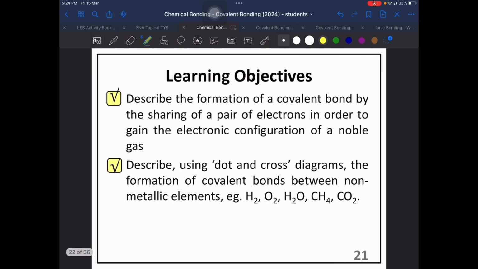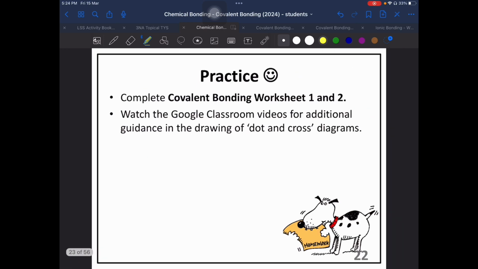So just a quick chat on the learning objectives. We'll talk about how we actually form bonds by sharing, and we also learn about how we draw. But of course, the drawing, right, we only look at the very, very straightforward drawing. We have to try this out over the next few worksheets. And in the worksheets, you realize that some of the drawing is really not easy. So if you are stuck, please feel free to watch the remaining Google Classroom videos. It will guide you on a step-by-step basis on how to go about drawing the dot-cross diagrams.